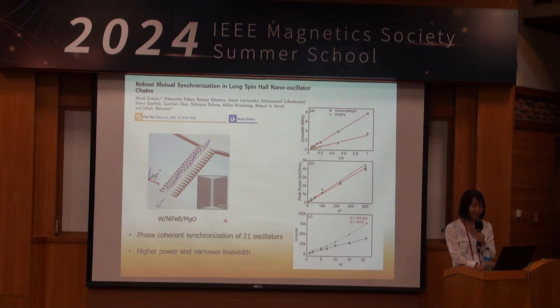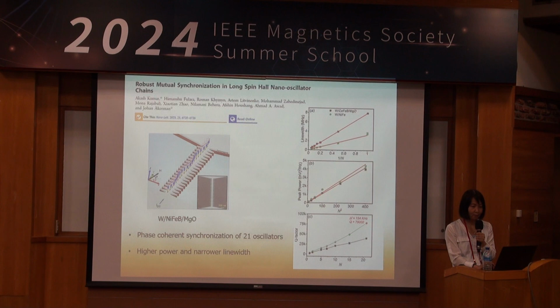So this is the current state of the art. You can lock about 20 of these nano oscillators and see coherent power growth as n squared, and see the line width actually get narrower. This is one of the important applications for magnonics.